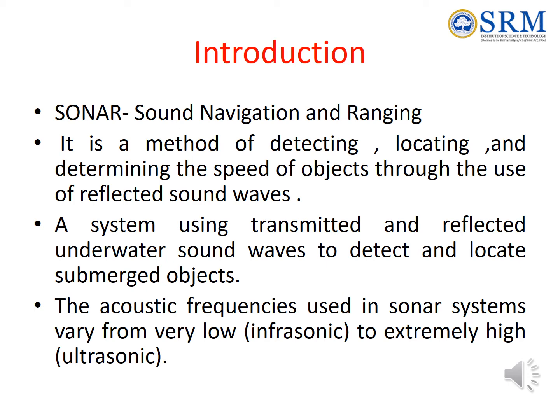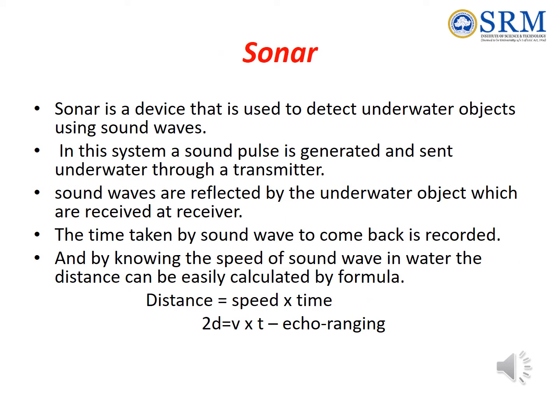How does sonar work? It consists of a transmitter and a detector which are installed in a boat or a ship. The transmitter produces and transmits ultrasonic waves. These waves travel through water and strike the object, which gets reflected back, and it is sensed by the detector. The detector converts the ultrasonic waves into electrical signals which are interpreted.